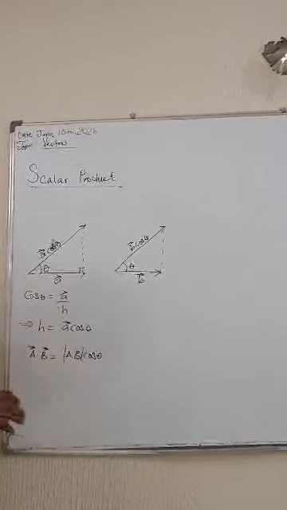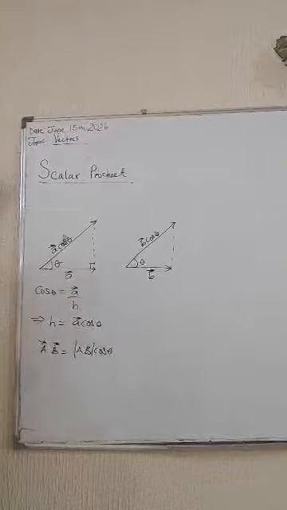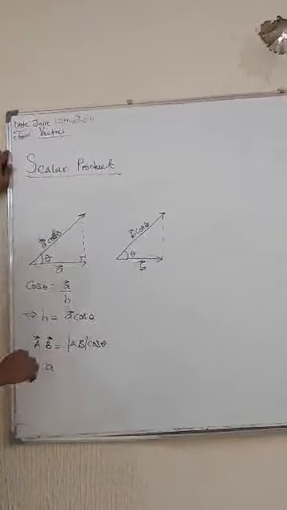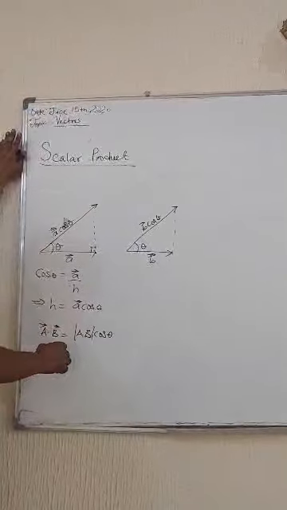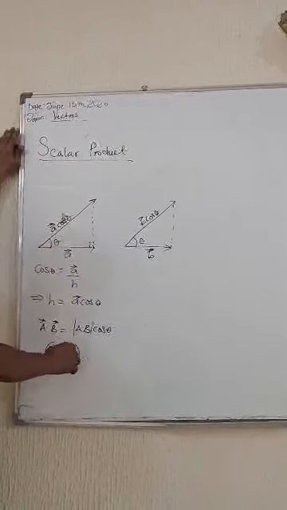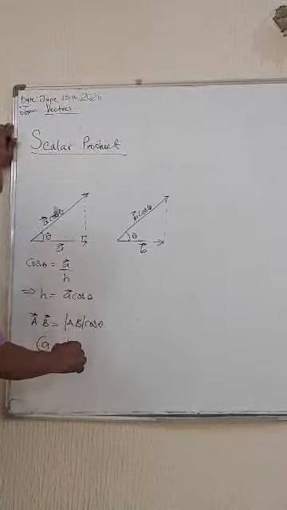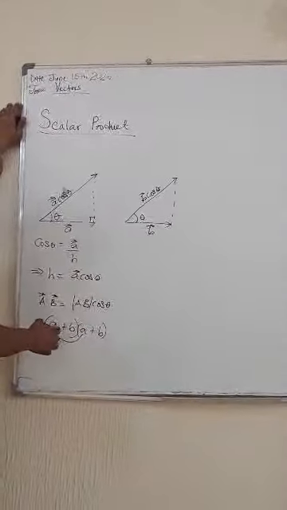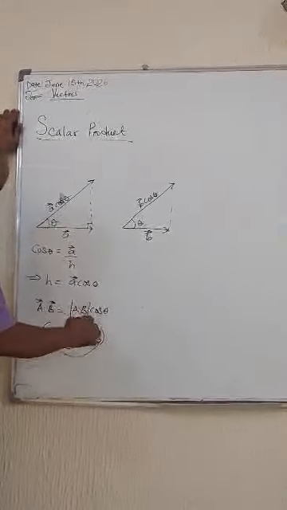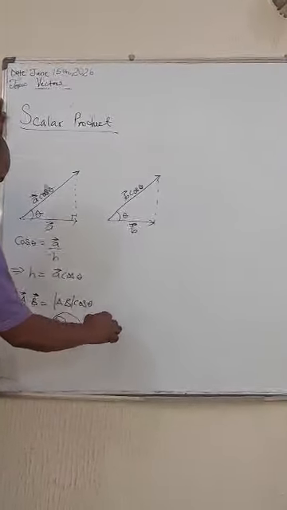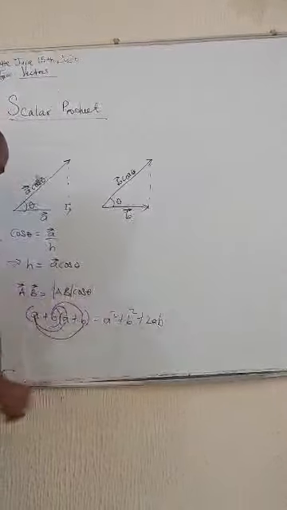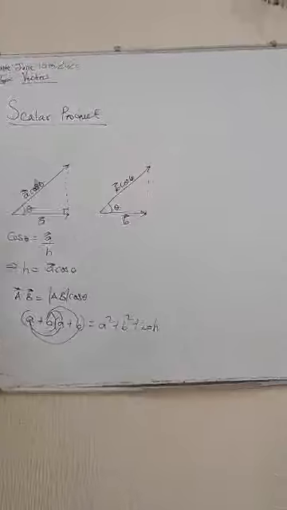Now I need to explain something here. Suppose you have real numbers, like scalars, (A plus B) times (A plus B). We know that normally we multiply this out to get A squared plus B squared plus 2AB. But this will not be the same in vectors.